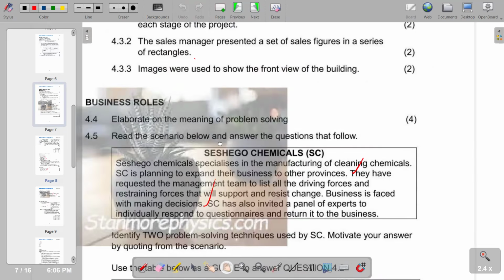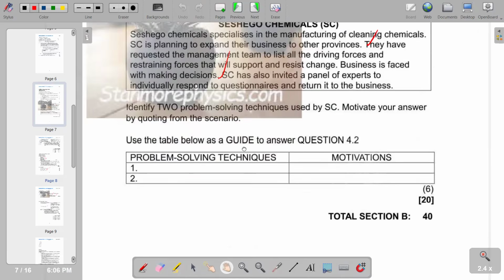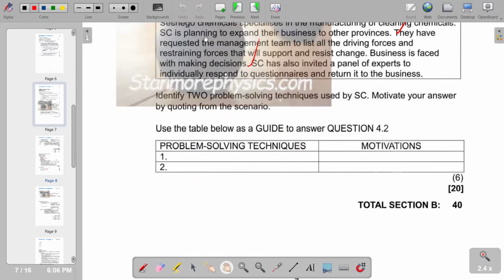Then I believe that this is the last question that we have on our question 4. And obviously, we need to move on to our question 5. And remember, our question 5 is on the essay part.